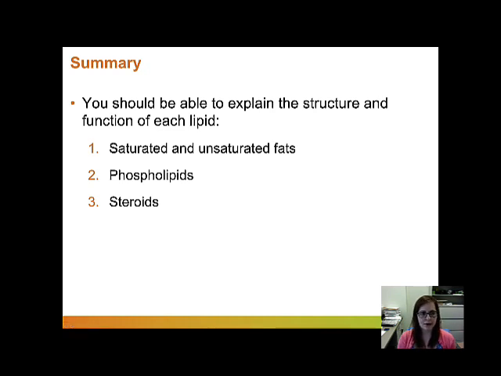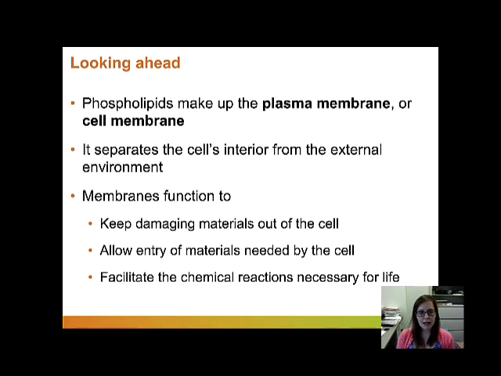And looking ahead, as I kind of alluded to, we're going to talk about how phospholipids make up the plasma membrane, right? And the plasma membrane is really important, and we're spending a lot of time on it because it's what separates the outside from the inside. And the membrane has to function to keep damaging materials out, allow materials that are needed from the cell in, and facilitate chemical reactions.